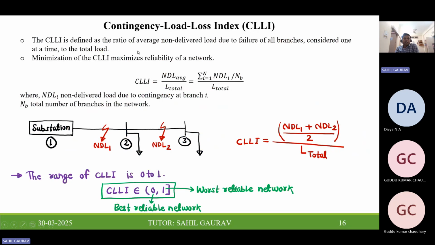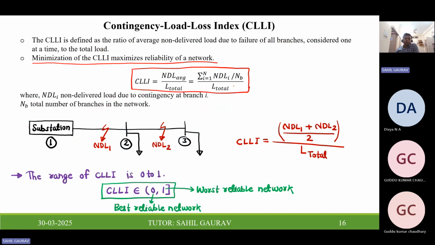This CLLI is defined as the ratio of average non-delivered load due to failure of all branches, considered one at a time, to the total load. And minimization of CLLI means maximizing the reliability of a network. So this is very important. When you are minimizing the CLLI, that denotes the most reliable network. And CLLI, as we have defined, is the ratio of non-delivered load due to the failure of all branches, considered one at a time, to the total load.